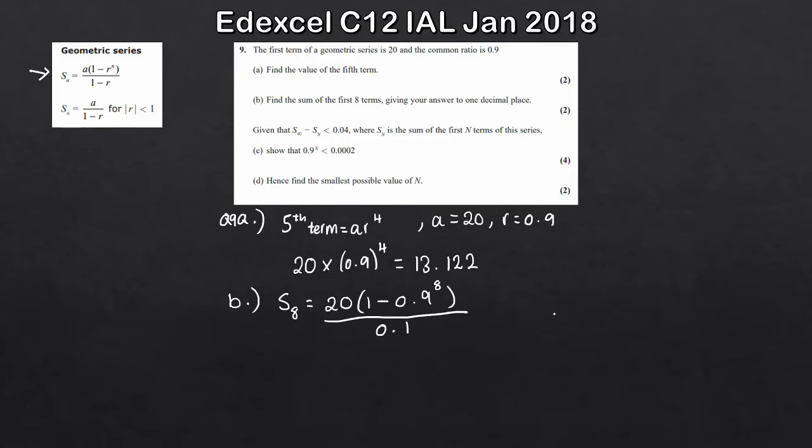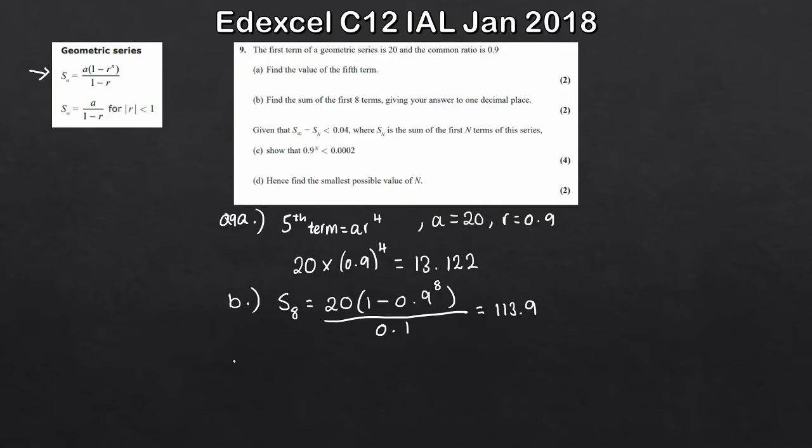Let me just double check it, because I think I might have done it wrong on my original working. So let's double check 20, 1 minus r. Yeah, everything looks good. Let's double check this on my calculator. 1 minus 0.9 to the power of 8, times 20, divide that by 0.1. So I've got 113. So one decimal place, that'll be 113.9 there. Okay, so that's the sum of the first 8 terms.